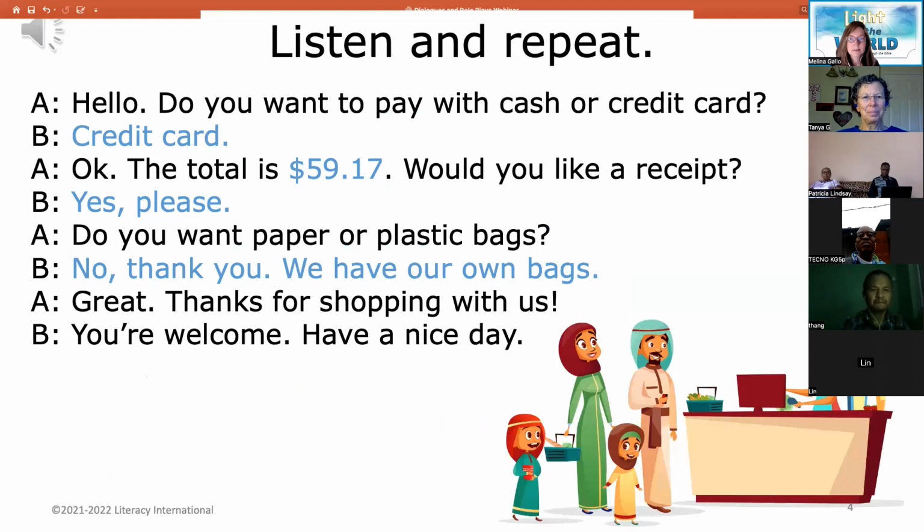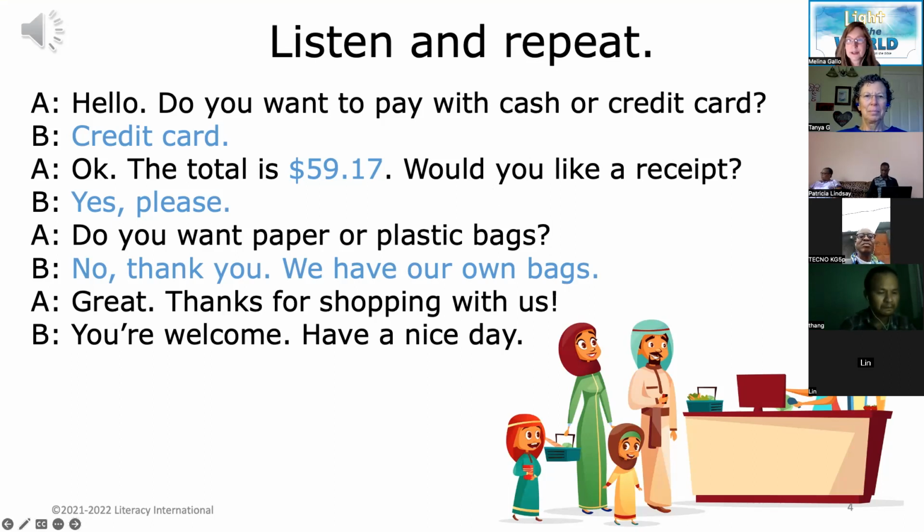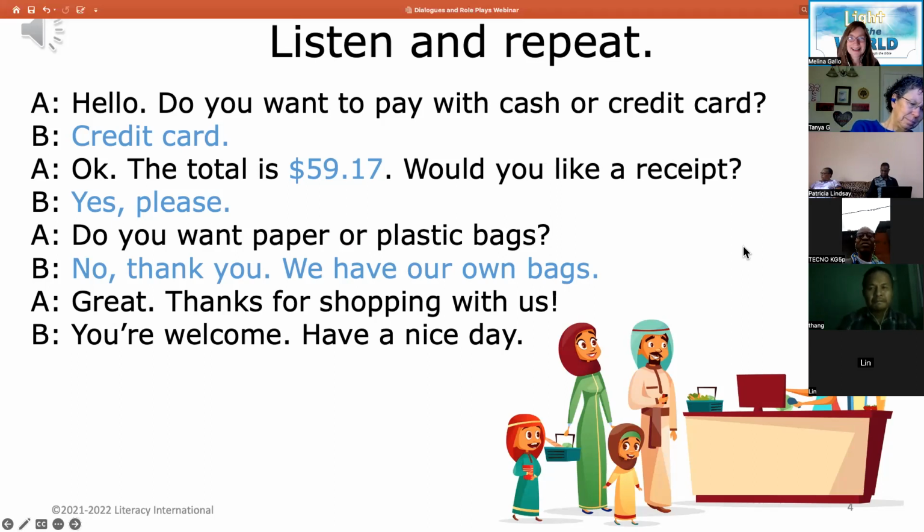Here's another example. And so often these dialogues will reflect everyday conversations, everyday life. And in this case, it's reflecting going to a grocery store and paying for your groceries.